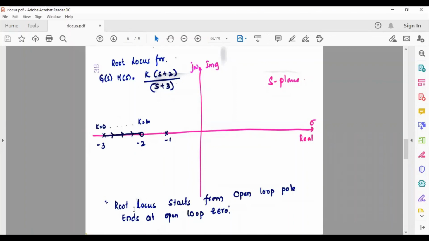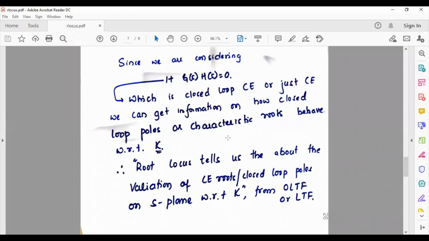Fine. So one conclusion from this root locus is that it started at k equal to 0 from minus 3, which is the pole of the plant, and ended at minus 2, which is the 0 of the plant. So one conclusion is the root locus starts from the open loop pole and ends at the open loop 0. This open loop, closed loop is quite confusing as of now, but when we get accustomed to that, you will understand. Let me proceed quickly.